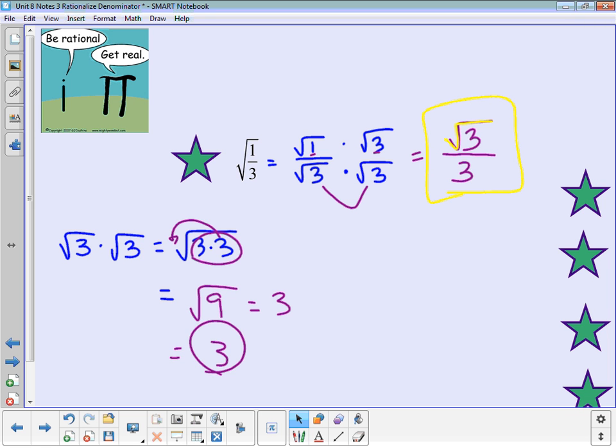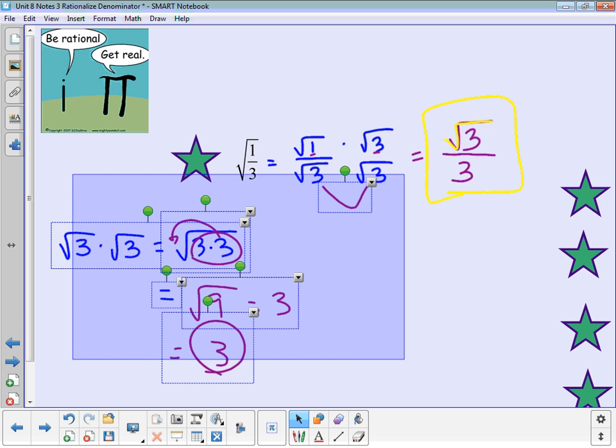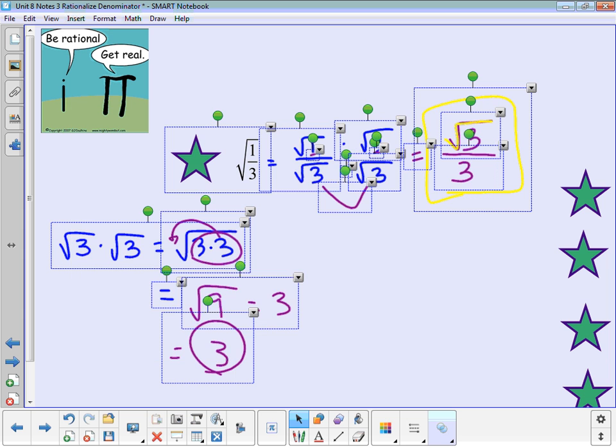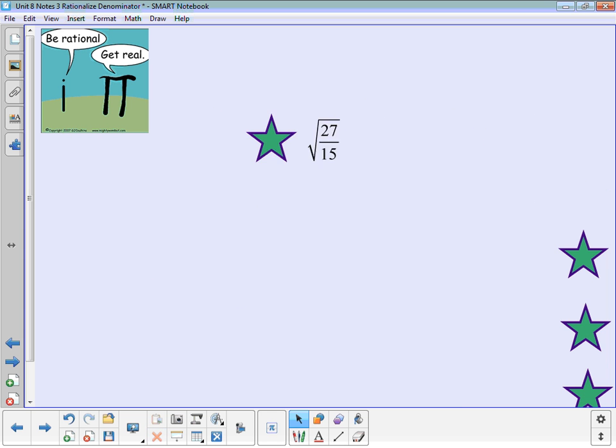Okay, let's do one more together. Square root of 27 over 15. Now, I'm willing to bet that I can take some perfect squares out of 27 and 15, or I'm at least going to try, because I know I can break both those numbers down. So, let's start with the 27.